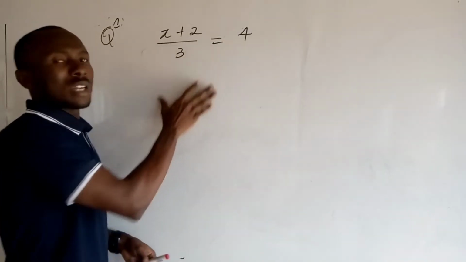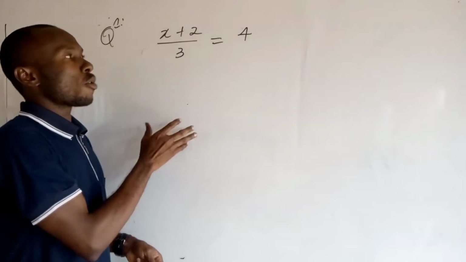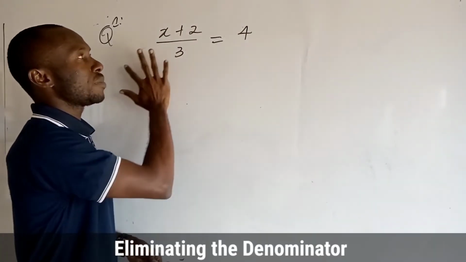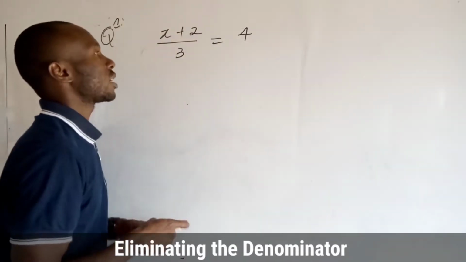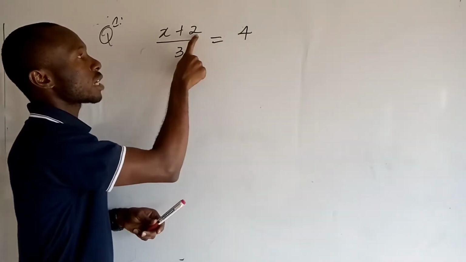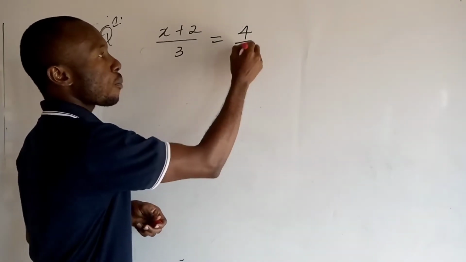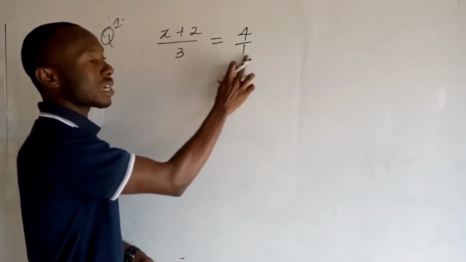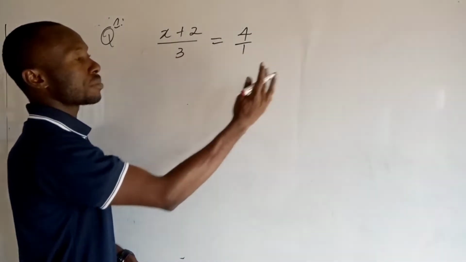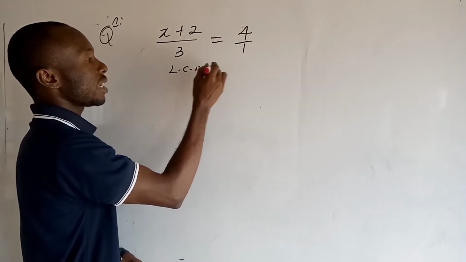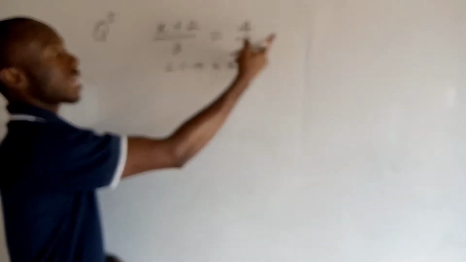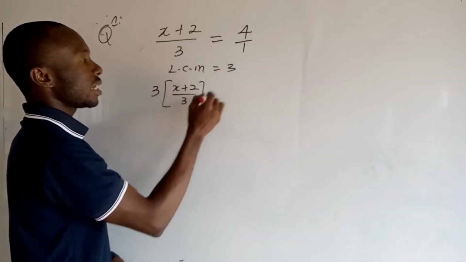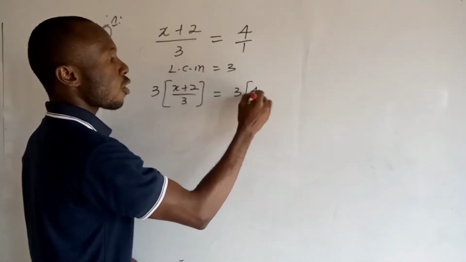This question has so many ways of solving it, but I'll only stick to one method, and that method is trying to eliminate the fraction. In this question I have x plus 2 upon 3, and I have 4 upon 1, because 4 is the same as 4 upon 1. The LCM of 3 and 1 is 3, so I'll multiply both sides by 3, so I have 3 into x plus 2 upon 3 is equal to 3 into 4 upon 1.